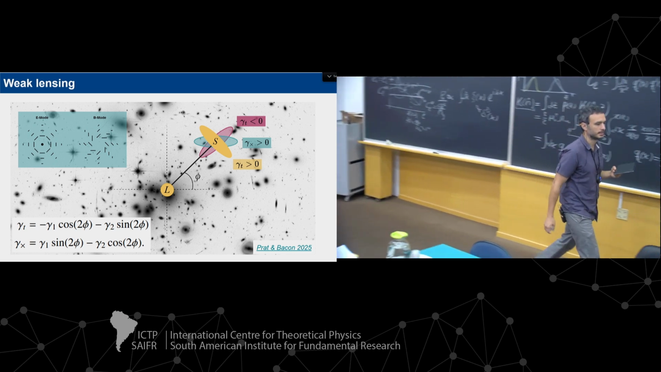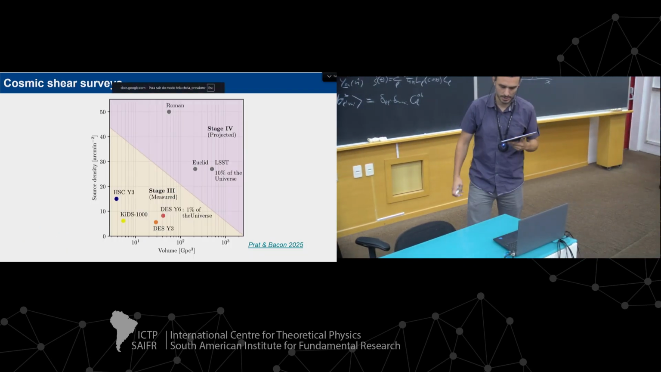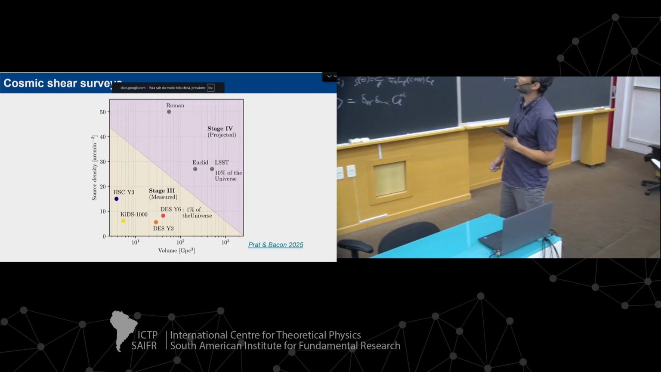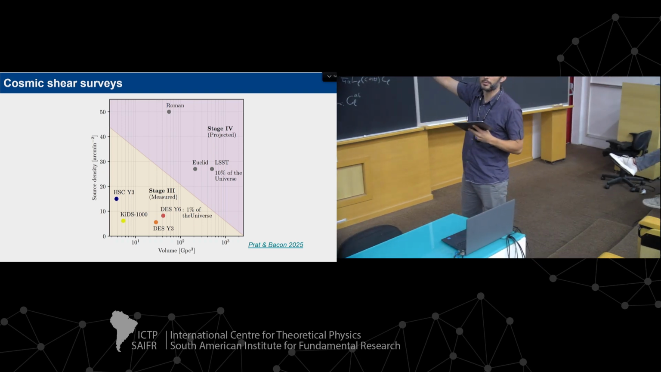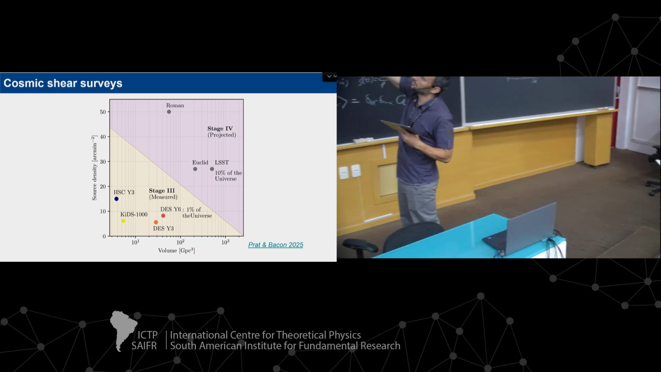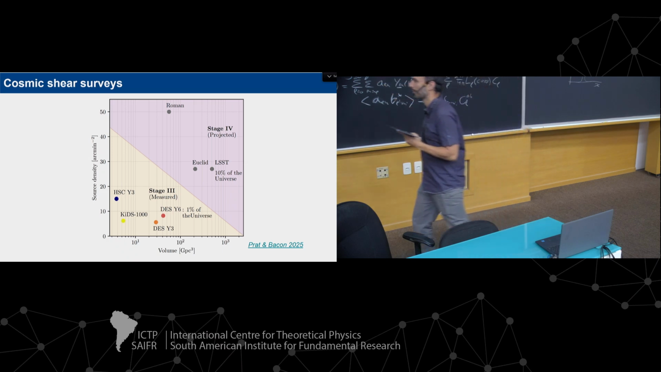And just to give you an idea of how that has evolved over time, this is a picture of different galaxy surveys as a function of two of the main variables that we care about. On the x-axis, you have the volume of space that they cover. So the larger the volume, the better your power spectrum measurements will be. But also the source density, right? That tells you how many sources you have to average down the noise.